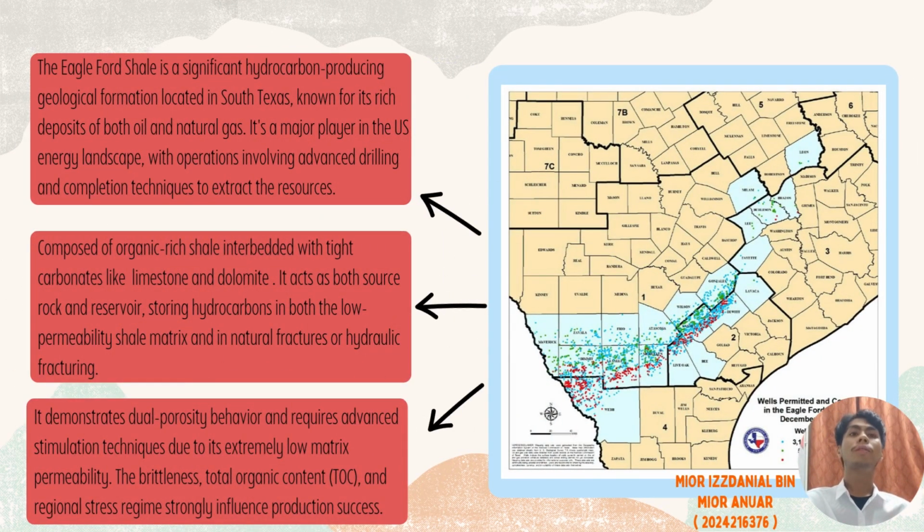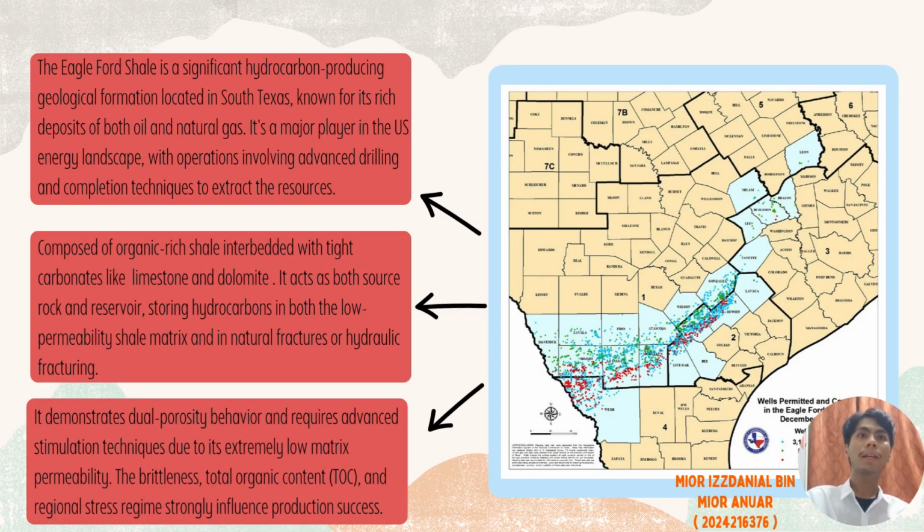Okay, the place that we observe for the hybrid reservoir is located in South Texas, and what I will talk about is the Eagle Ford Shale. The Eagle Ford Shale is a significant hydrocarbon-producing geological formation located in South Texas, and is known for its rich deposits of both oil and natural gas. It is a major player in the U.S. energy landscape, with operations involving advanced drilling and completion techniques to extract the resource.